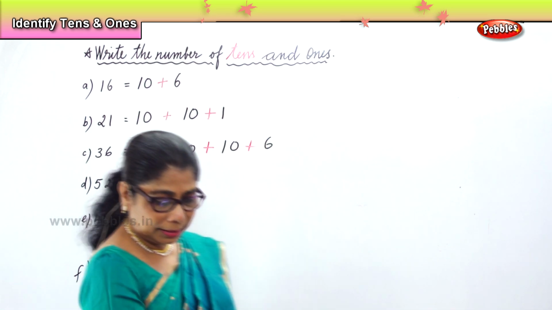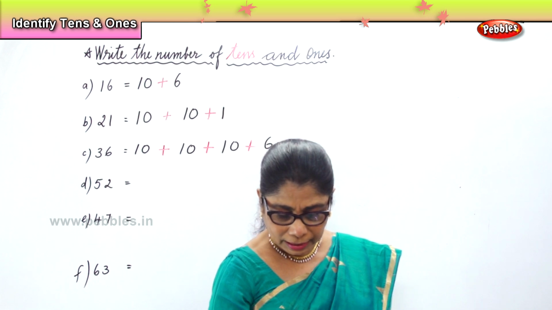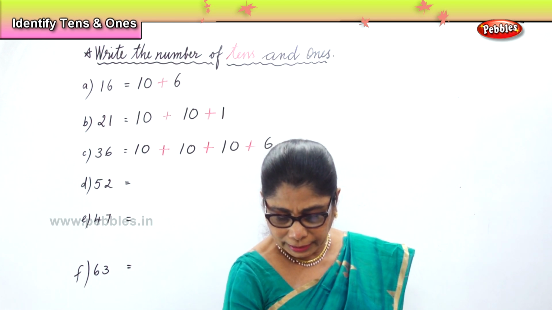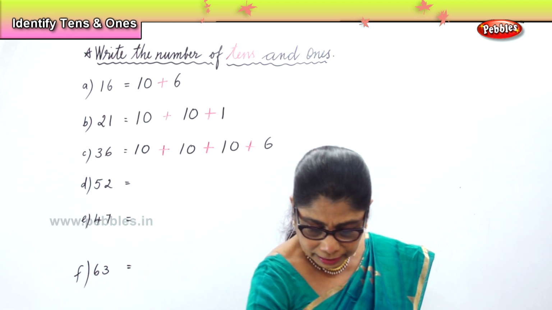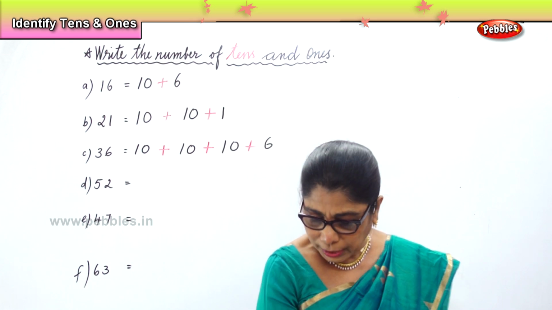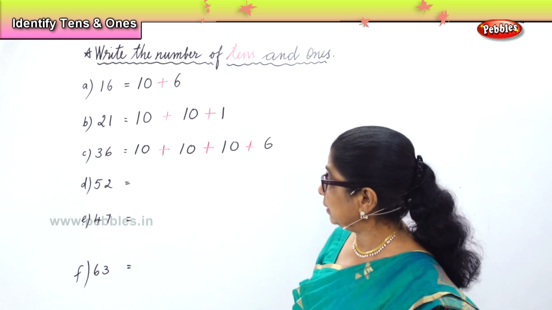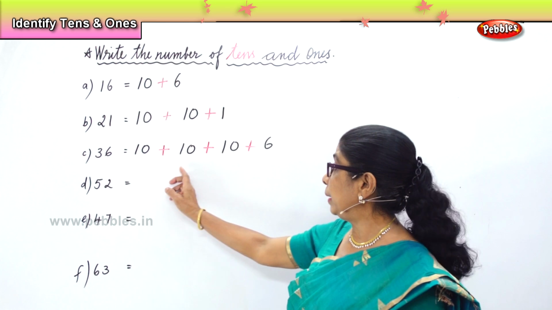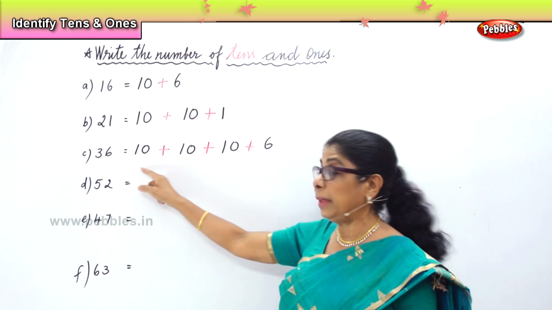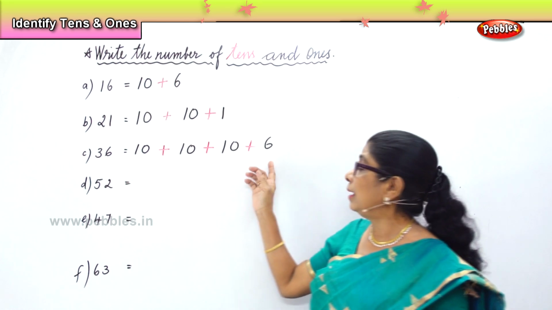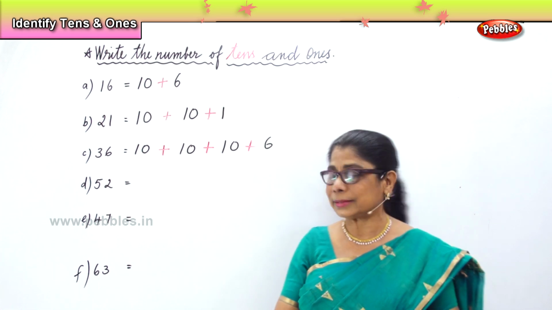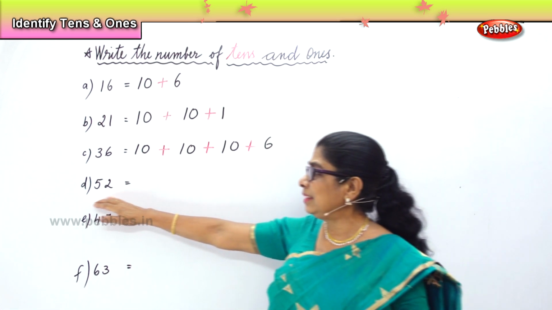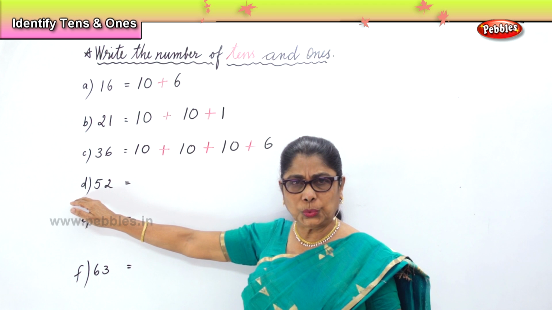Look at the number again. Look at the numeral that I gave you again. First, the numeral given to you is 36. 10 plus 10 plus 10 make 30 and then the 6 ones. Let's take the next numeral, 52.